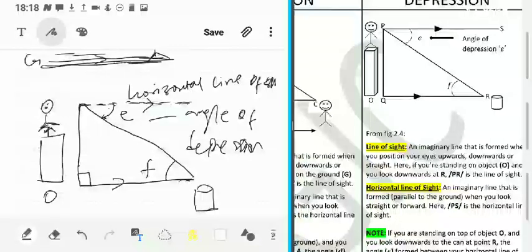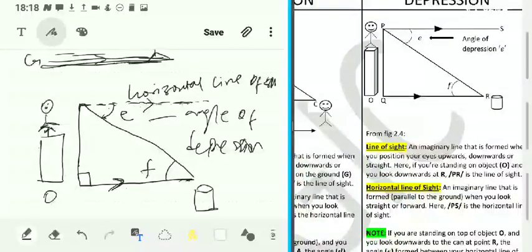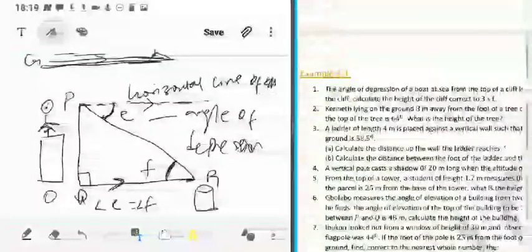Because this horizontal line of sight is parallel to the line on the floor or on the ground. I call this R, I call this P, and I call this Q. This line is parallel to this line. And this angle here will definitely be alternate to this one, if you know about parallel lines. From parallel lines, we know that alternate angles are equal. So in other words, angle E is equal to F. That's what this was trying to explain. So having known that, I think we can quickly jump into our questions.